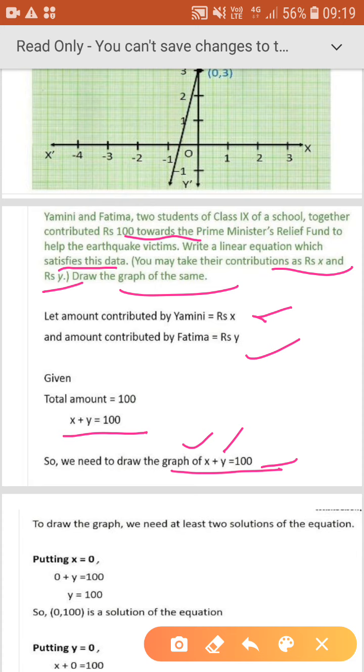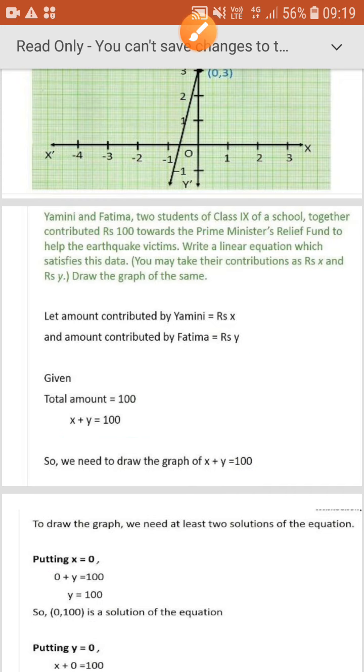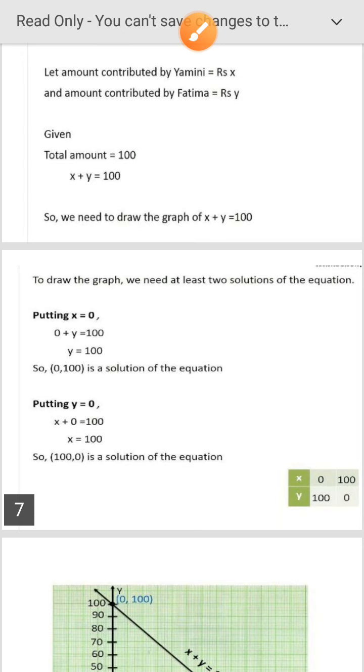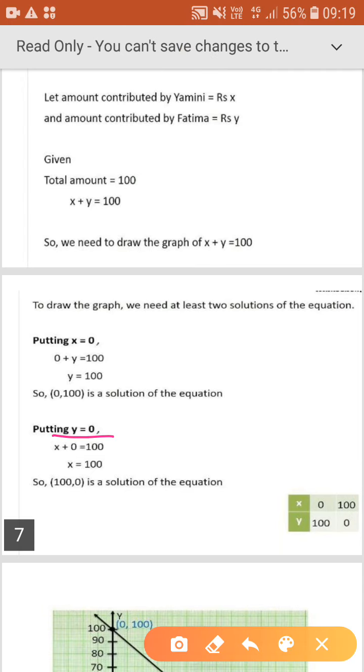And one very common solution we can take is x equals 0. So the value of y will be equal to 100. So (0, 100) is a solution of the equation. Similarly, if we put y equals 0, then x equals 100. So (100, 0) is also a solution. Putting it in tabular form, x, (0, 100) and (100, 0), we have the solutions. And now we plot the graph.